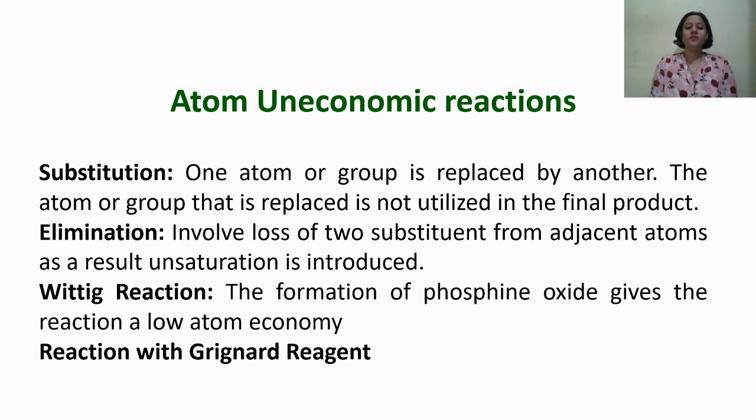In a substitution reaction, one atom or group is replaced by another. The atom or group that is replaced is not utilized in the final product. Because of this, the formula weight of the reactant and the formula weight of the product will be different, and atom economy will not be 100%.